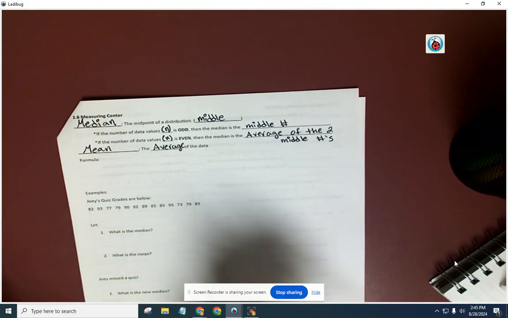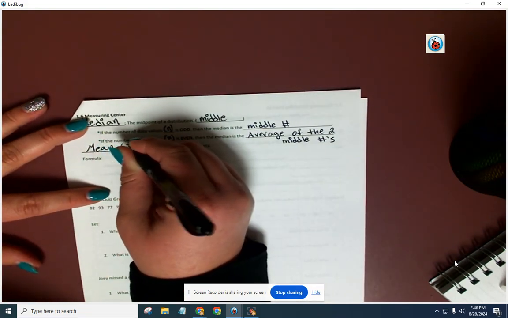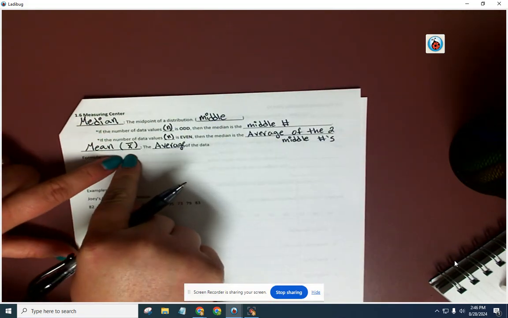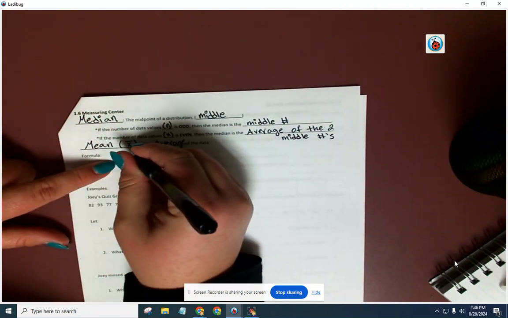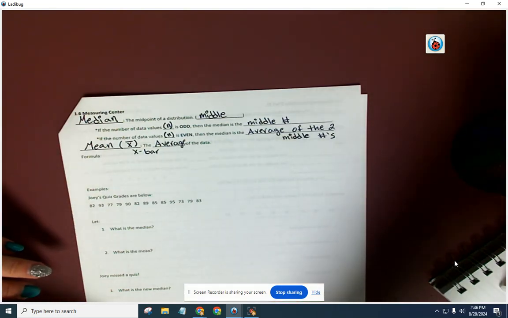Now, the symbol that we use to represent mean in statistics is this. That x with the bar on top is called x bar, and we use that to represent the mean. Now, anytime that I give you a formula, and I'm about to give you the formula for mean, remember, you know how to find the average. I'm going to give it to you in three different ways.